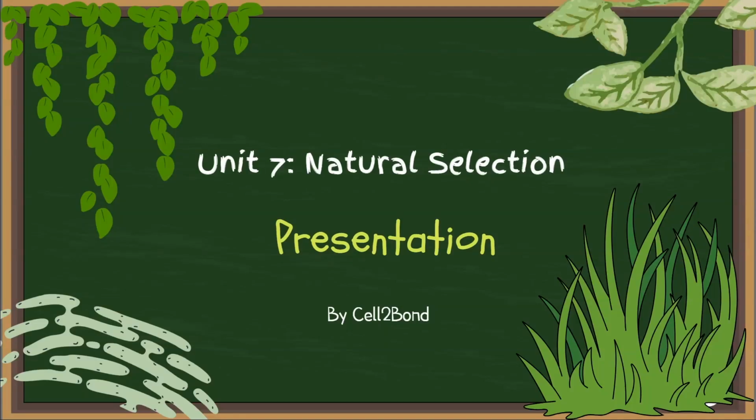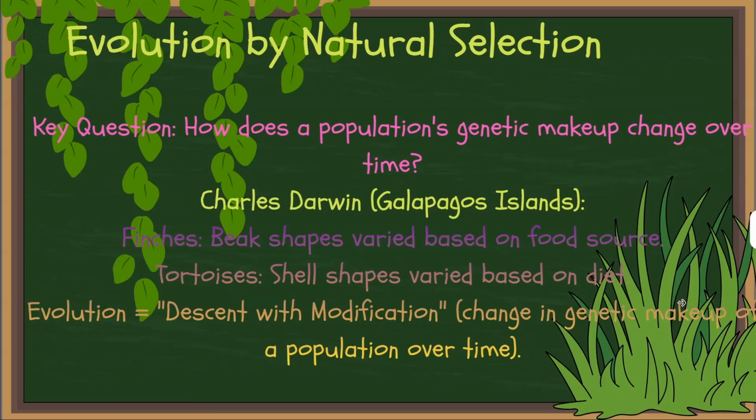Today we're going to be covering Unit 7, Natural Selection. So, evolution by natural selection. The key question is, how does a population's genetic makeup change over time?